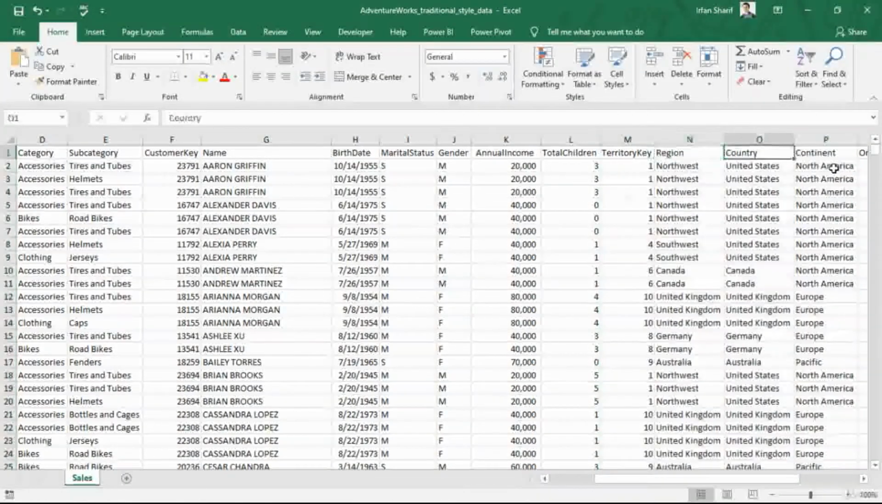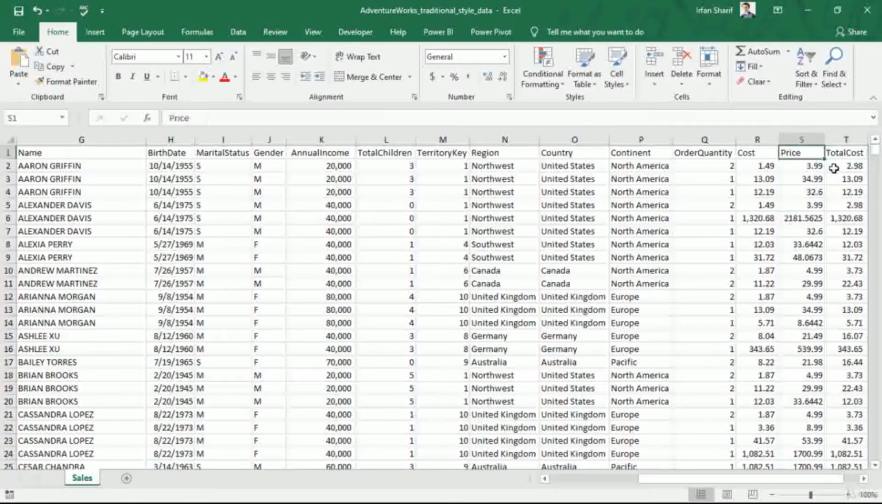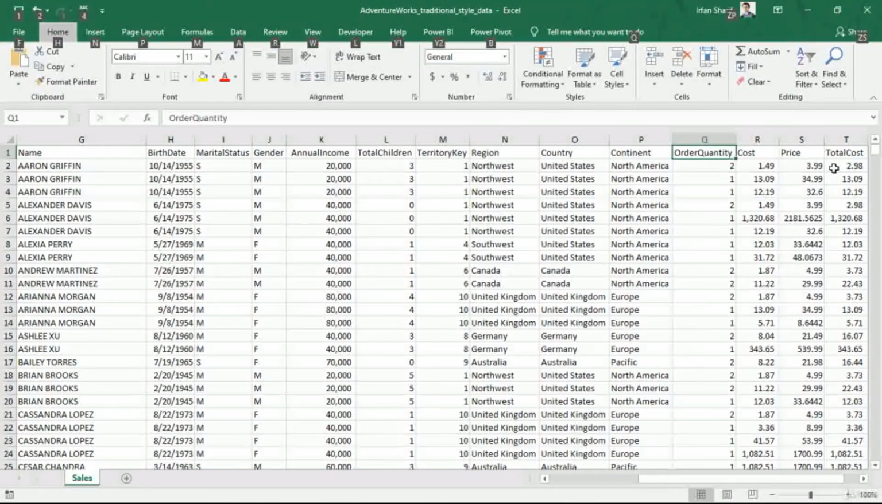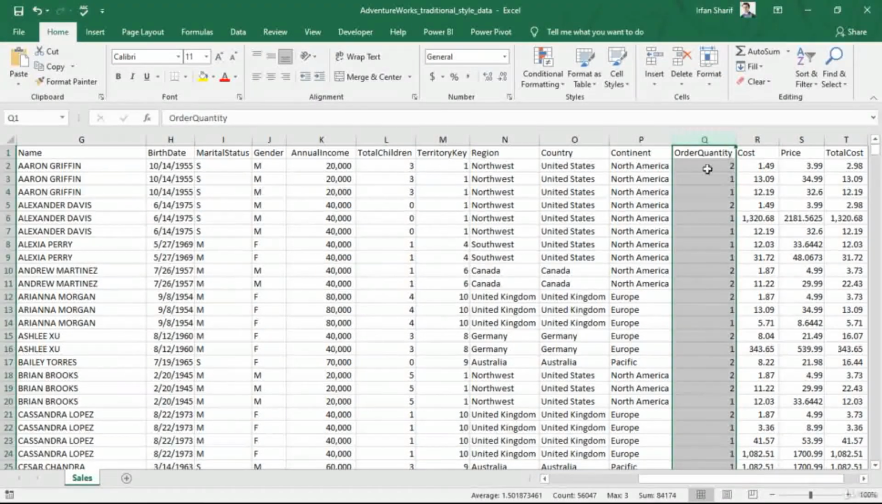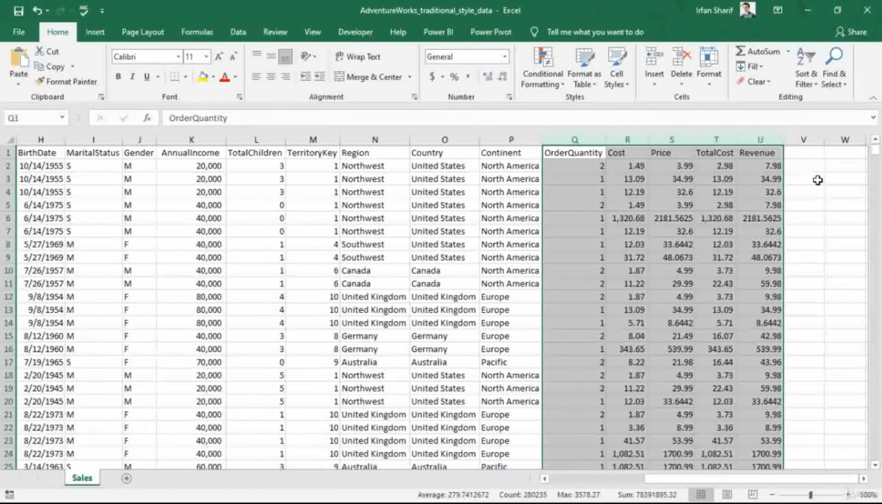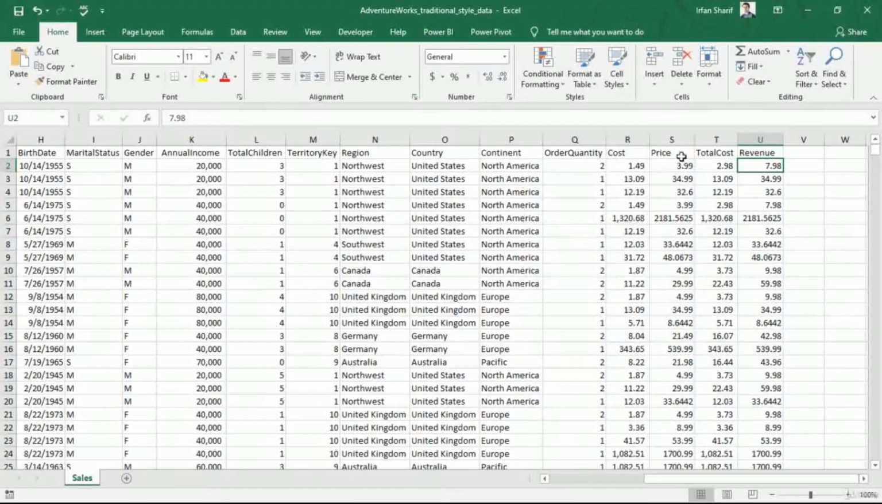After that we have some information about the territory, which contains information about the region, followed by country, followed by continent. And after that we have information about the order itself, that is order quantity, what was the quantity of that particular product in the order, and what was the cost and the price of that particular item. And then we have total cost and total revenue. So basically total cost will be the cost per unit multiplied by the quantity, and the revenue will be the selling price per unit multiplied by the quantity.